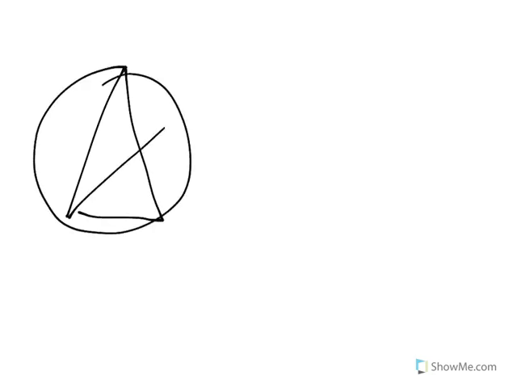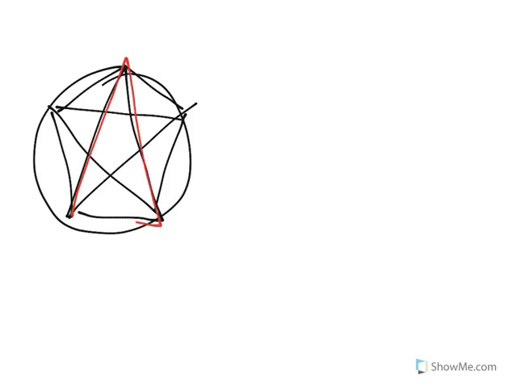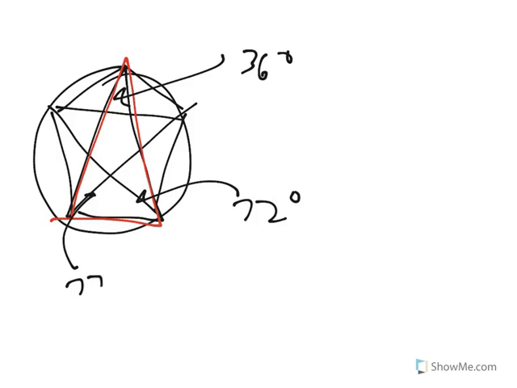This is a quick video about how to construct a regular pentagon. The first thing to know about a regular pentagon is that if I have this sort of star thing here, this triangle, its angles are 36 degrees, 72 degrees, 72 degrees. I'm not going to explain why that is right now, I'm just going to say that.